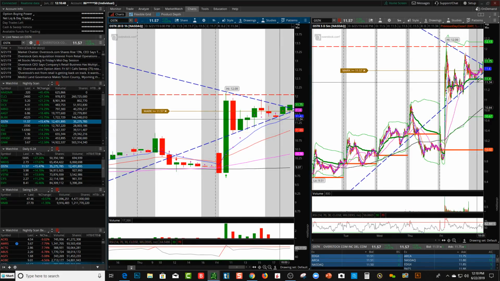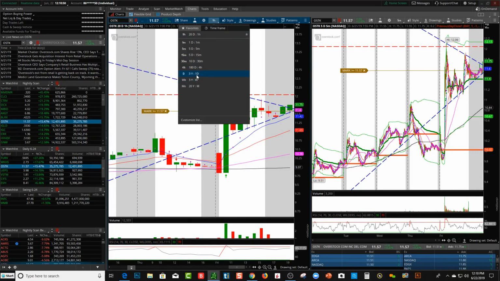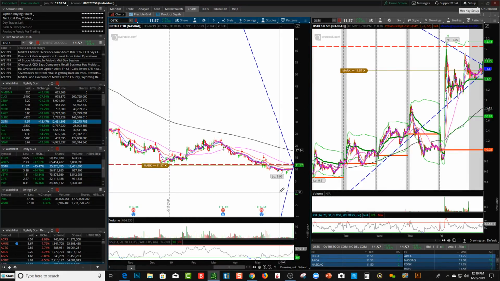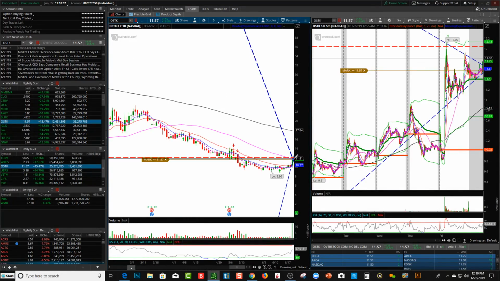Another bull pennant on a 5-minute. And then right here on a daily, you can see pinching moving average lines, the stock getting buried, may want to reverse and get above the 50 SMA. So you have a few potential bullish patterns that might want to break out on a stock at, let's say, 11.57.